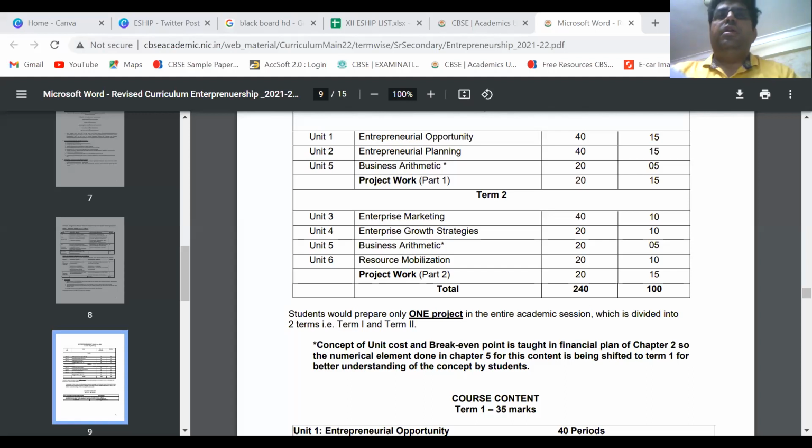So let us start with the first: the money needed. That is the meaning of working capital.